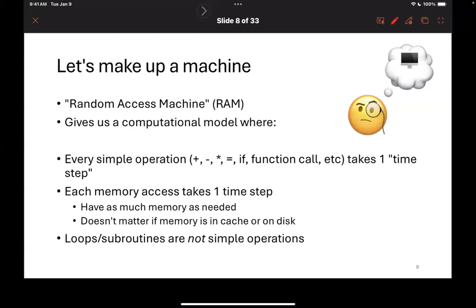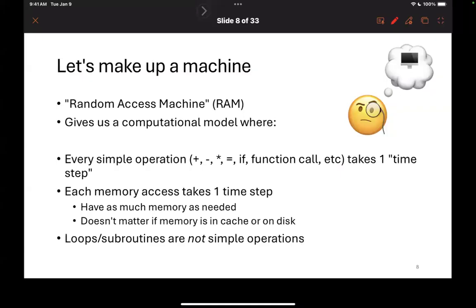And we'll also assume that memory access takes one time step. That's not necessarily always true. If you take an operating systems class, you'll learn about the cache and the disk. We're not going to care about that. We're just going to assume if we need it, we can access it in one time unit.